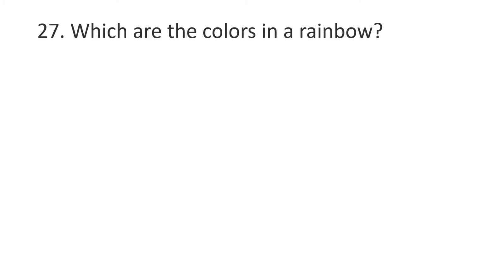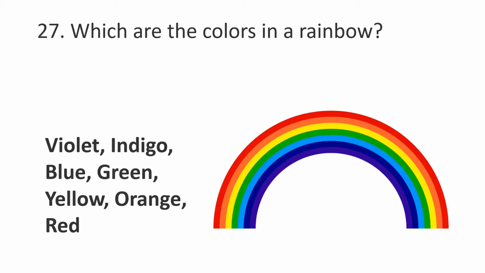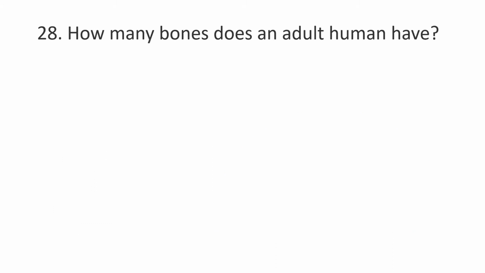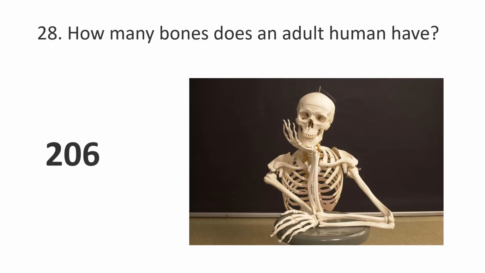Which are the colors in a rainbow? The answer is violet, indigo, blue, green, yellow, orange, and red. How many bones does an adult human have? The answer is 206.